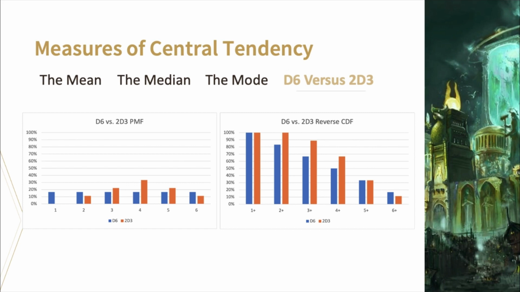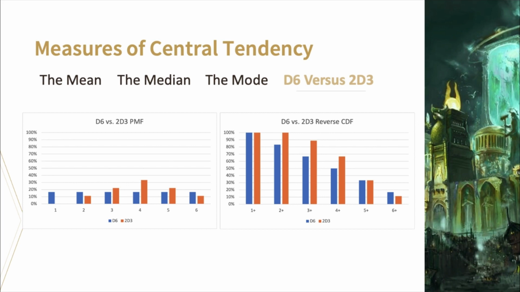Alright, for those of you that are curious, I've gone ahead and included graphs here showing the difference between the probability mass functions, so the chance you get a specific result on a die roll, between a D6 and 2D3, which is shown in the graph on the left, as well as the corresponding reverse cumulative distribution functions. So again, that would be the chance that you get a certain value or higher, like a 1 plus, 3 plus, 5 plus, shown in the graph on the right. So obviously the D6s are in blue and the 2D3 results are in orange. While the PMF, or probability mass function, seen on the left, might be interesting in theory, in the game itself we usually find the CDF, or cumulative distribution function, more interesting, so the graph on the right.